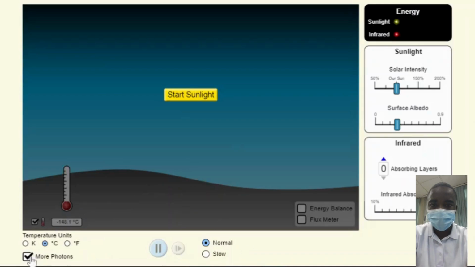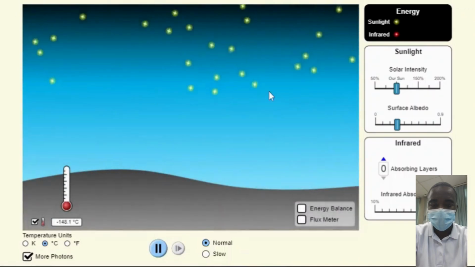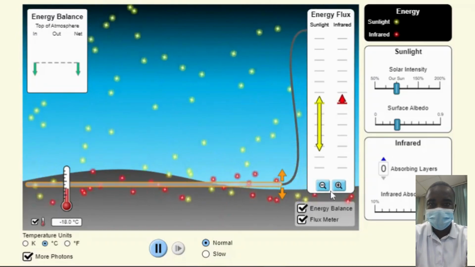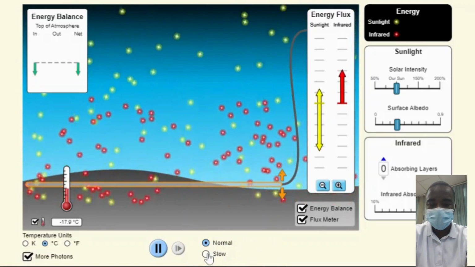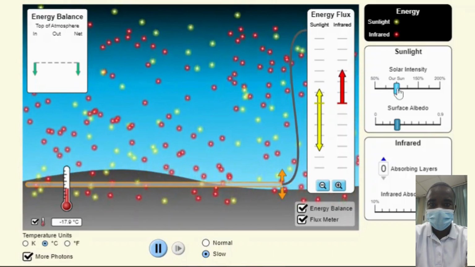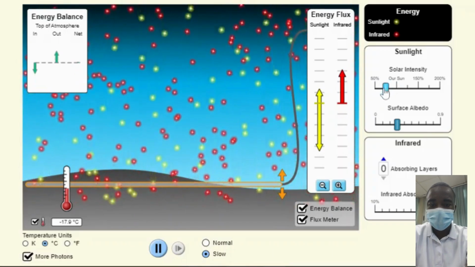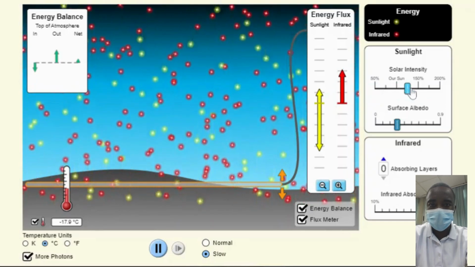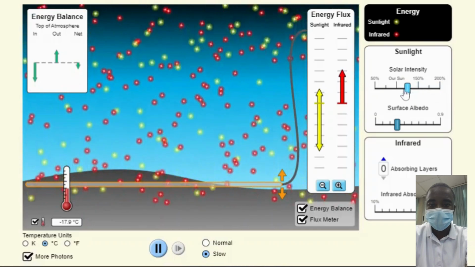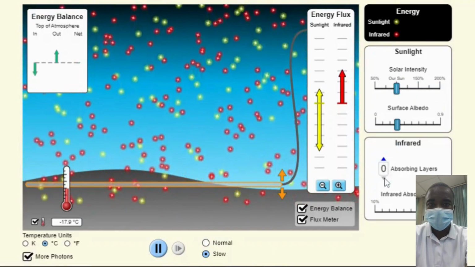Surface albedo is the reflectivity of the Earth's surface. Different surfaces, such as ice, water, and land, have different albedos. By adjusting the surface albedo, students can observe how changes in reflectivity affect the energy balance and the temperature of the atmosphere. Higher albedo results in more solar radiation being reflected back into space, leading to a cooling effect.